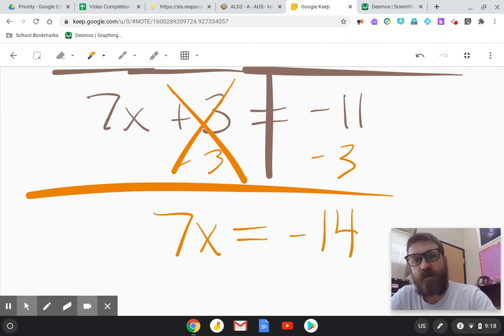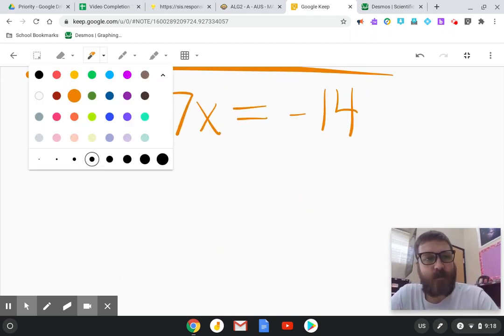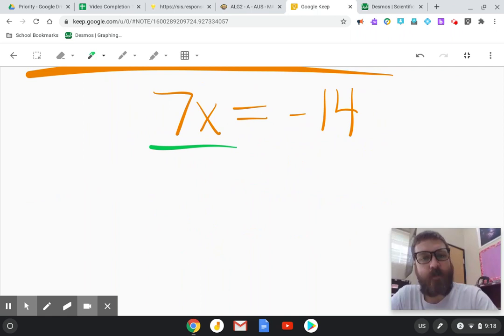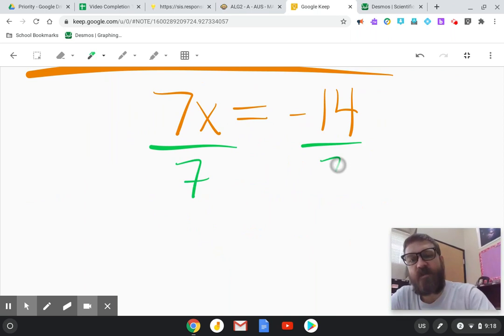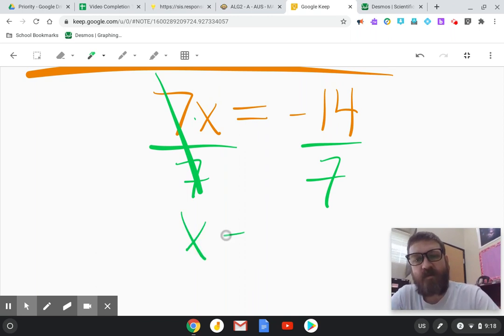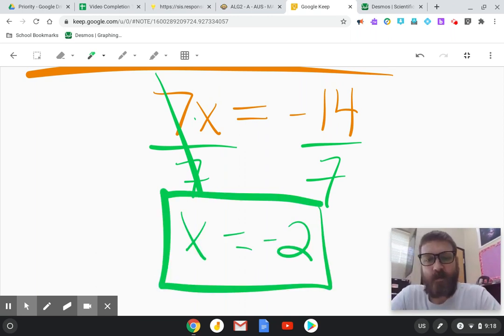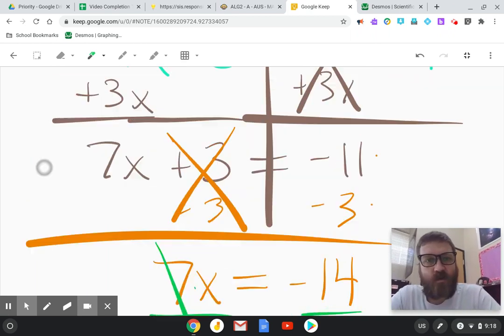Again, use your calculator on these little calculations if you're not sure. I have 7x equals negative 14. Come through and divide by 7, because that's the opposite of what's happening. Right now it's 7 times x. If I divide by 7, that's going to cancel out, leaving me with x equals negative 2. And that is the end of that problem. So that's how you're going to do these equations.